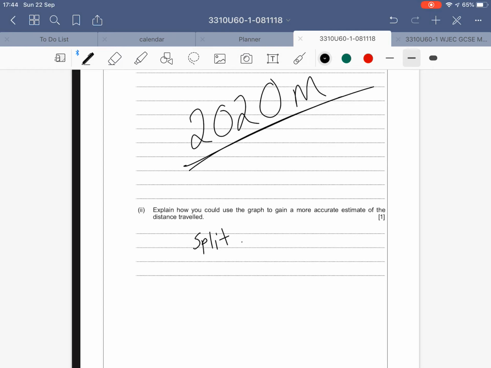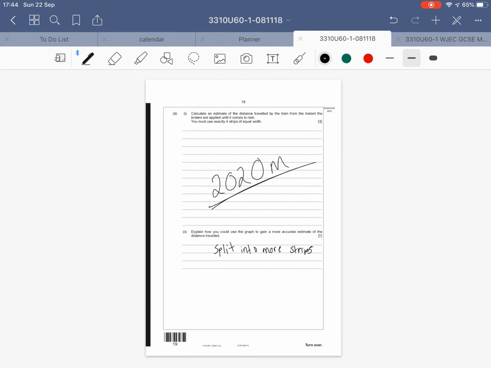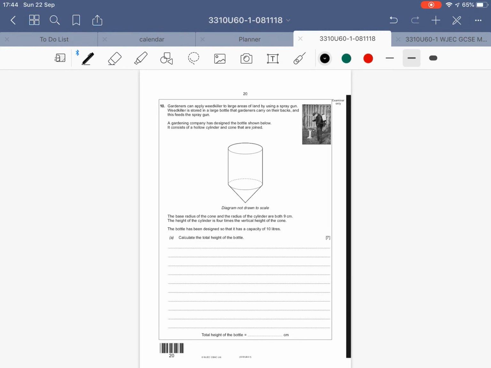So split into more strips. That doesn't look like the word strips. Still doesn't look like the word strips, but you get the idea.